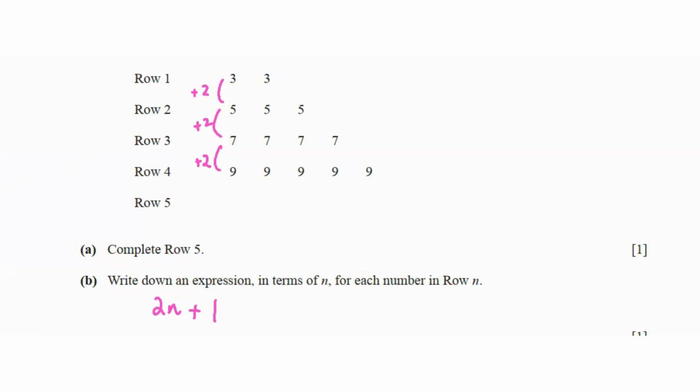Always remember, whatever the common difference is, you always multiply the common difference to n. If the common difference is being added, it's going to be positive, like n. And if the common difference is being subtracted, your n would be negative.